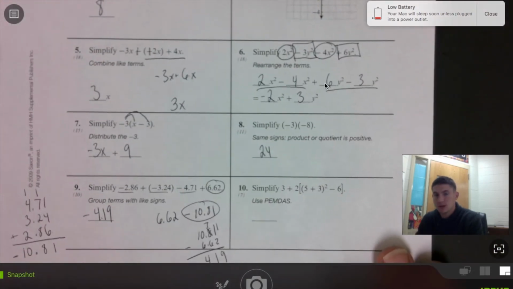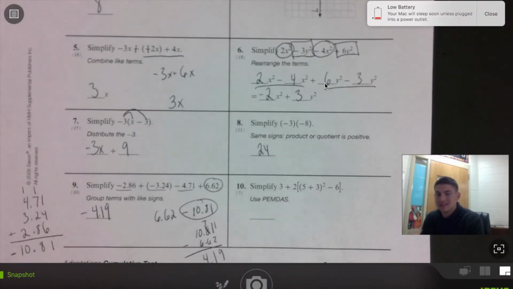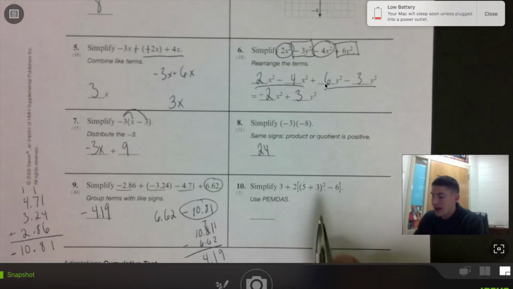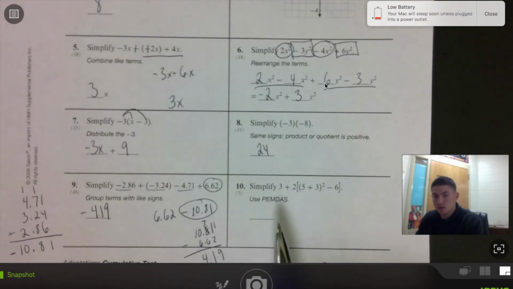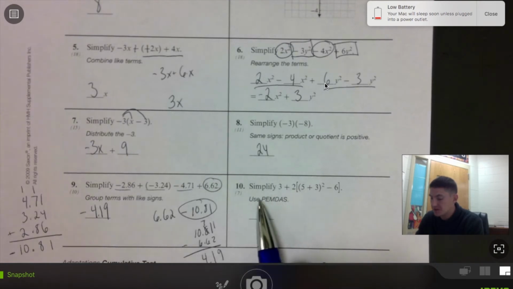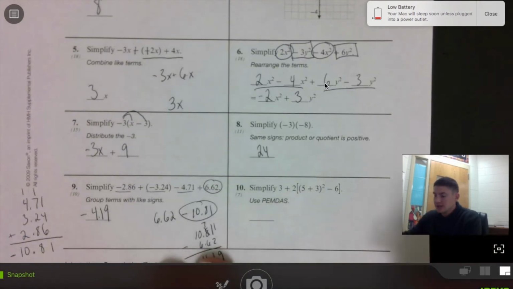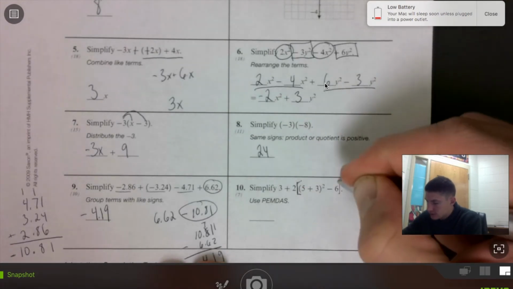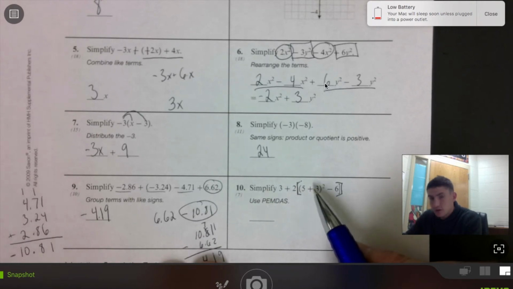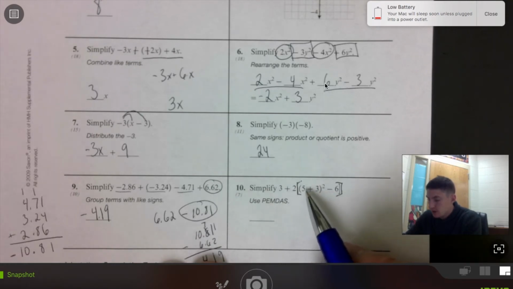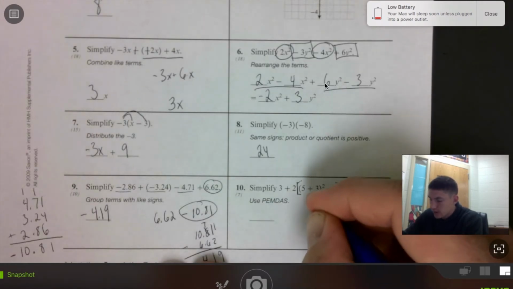Number 10. Simplify 3 plus 2 in brackets, in parentheses, 5 plus 3 squared minus 6. Use PEMDAS, which is, please excuse my dear Aunt Sally, or parentheses, exponents, multiplication, division, addition, subtraction, our order of operations. Inside of our brackets is where we're going to get started first. So if we look inside of our brackets and break it down, we've got another set of parentheses. We have to do this innermost portion first. You'd have 5 plus 3, which would give you 8.